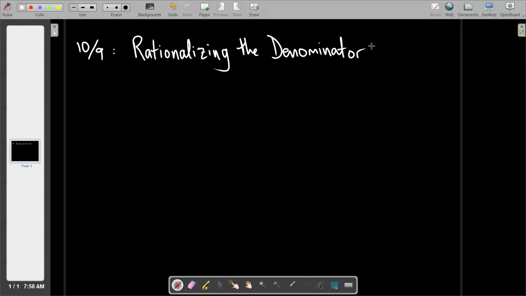Sounds really fancy. But what it really means is this. Let me get rid of those two letters. Actually, I'm going to make this a little more generalized. Roots are not allowed in the denominator.